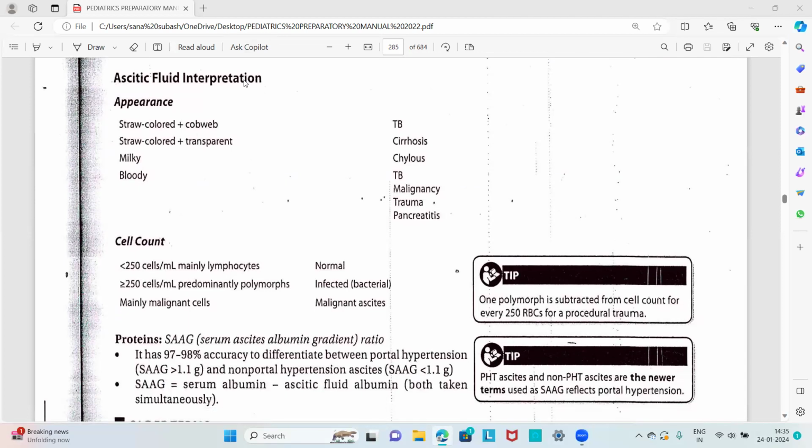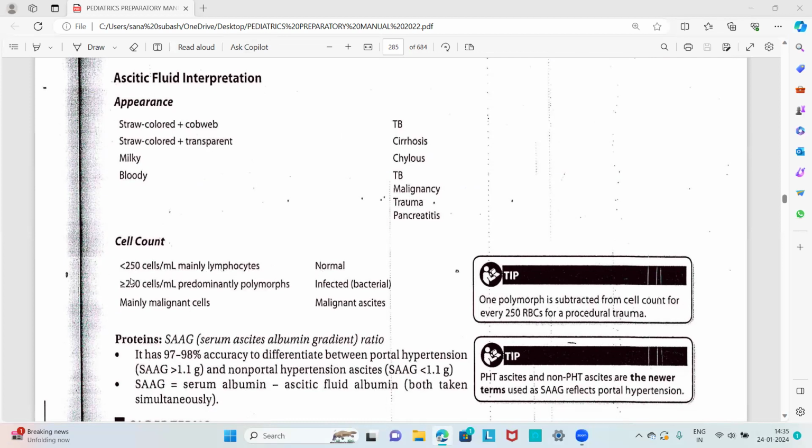If the ascitic fluid is straw colored with a cobweb appearance, it is TB. Straw colored with a transparent appearance is cirrhosis, and milky is chylous. Bloody is seen in tuberculosis, malignancy, trauma, and pancreatitis. And in the cell count, mainly lymphocytes, it is normal.